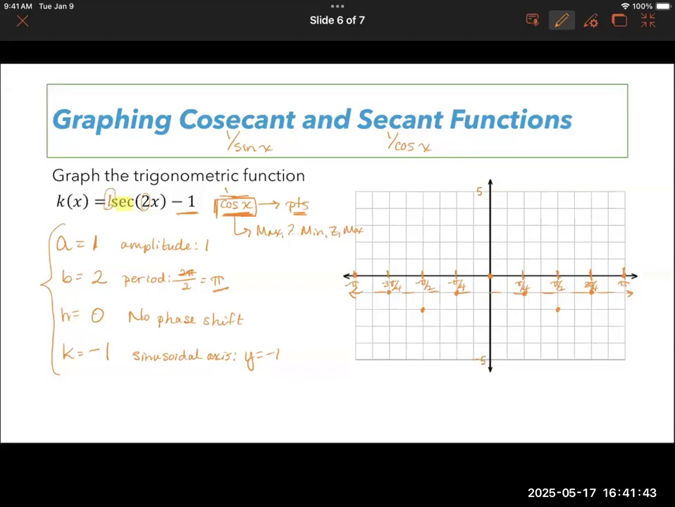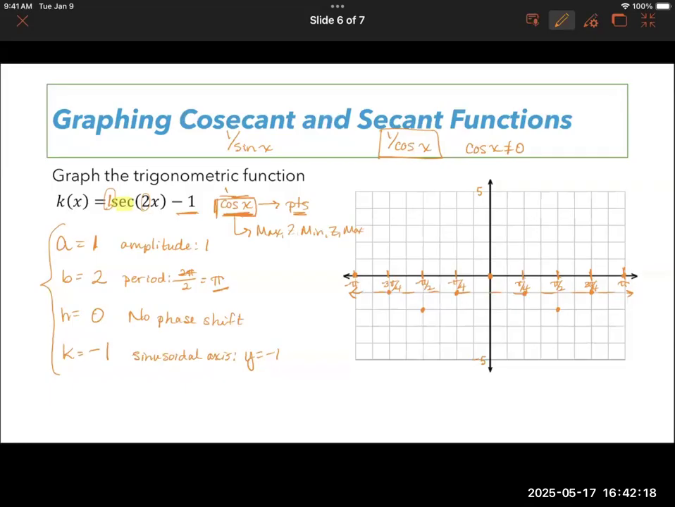Okay, and then stop for a second. Now, these are the points from the pattern for the cosine, but we are not actually graphing cosine. We are actually graphing secant. And secant is actually 1 over cosine. So what that means is we don't want cosine x to equal 0 because it's actually in the denominator. And again, 0 meaning anything on the sinusoidal axis.